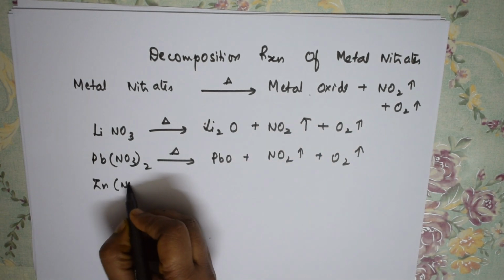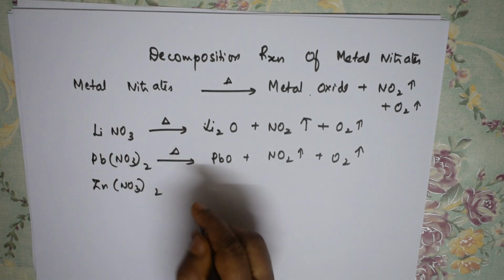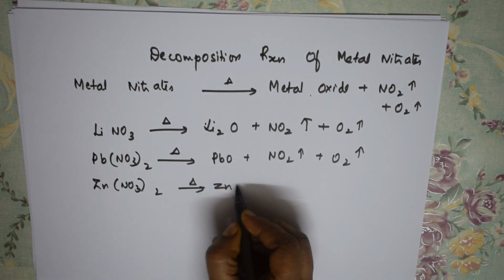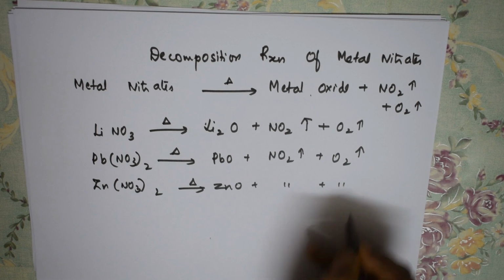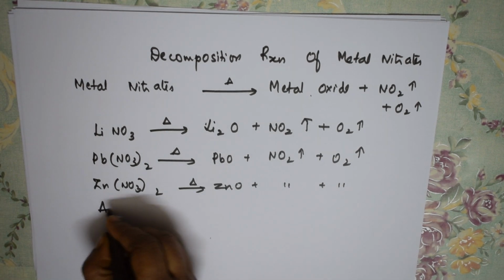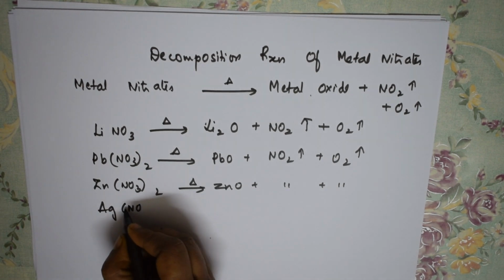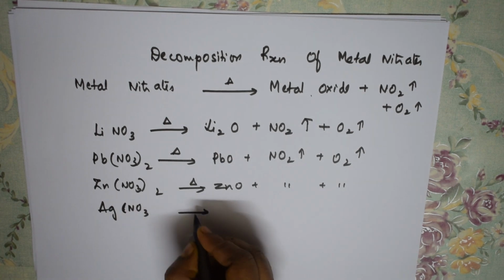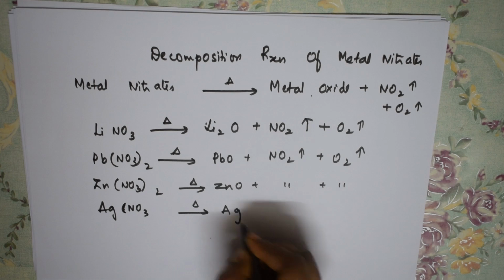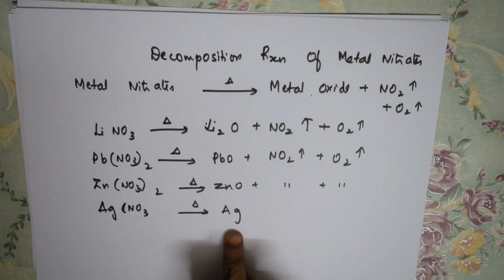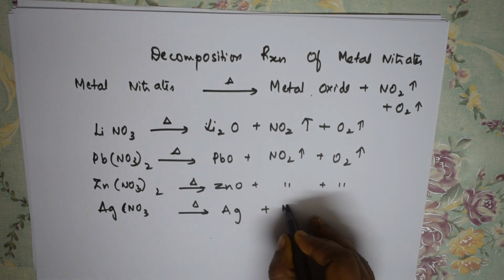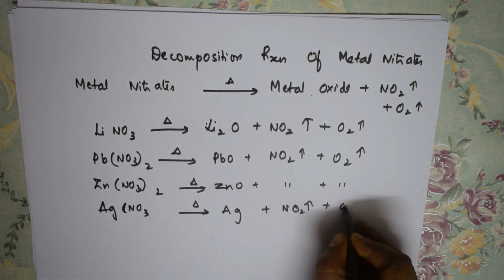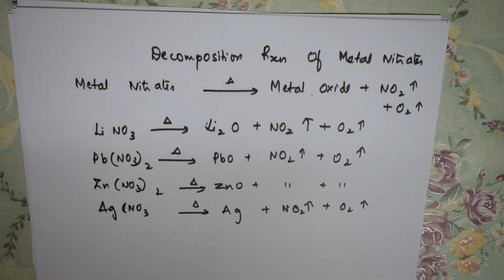Zinc nitrate, same thing, metal nitrate on heating gives me zinc oxide plus the same gases. If I take silver nitrate, +1 -1, on heating, I get silver. Remember, this is the least reactive metal, so silver directly precipitates out, along with NO2 plus oxygen. Okay, done. We'll take more and more reactions.